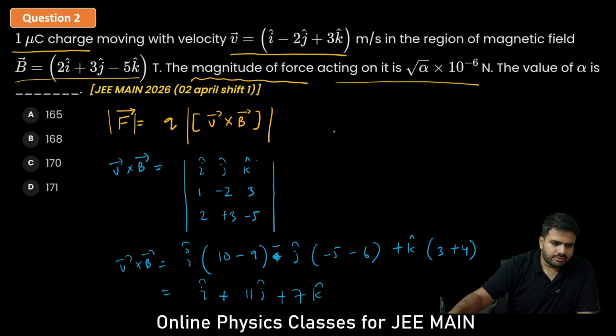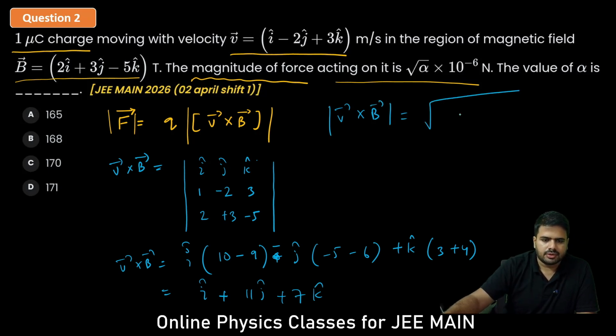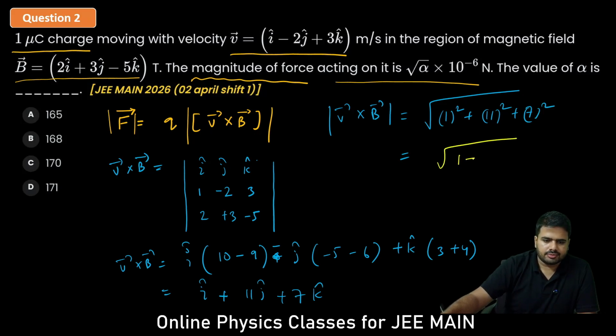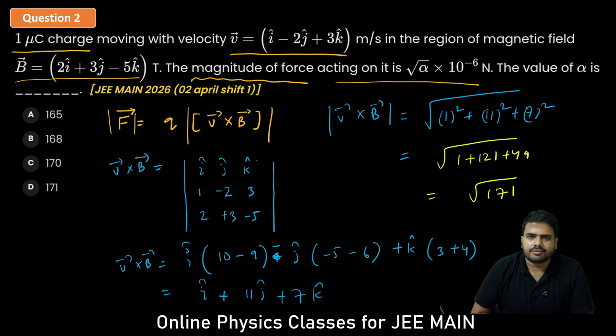So find the magnitude of V cross B. It would be how much? Root over of 1 square plus 11 square plus 7 square. On solving this, how much do we get? Root over of 1 plus 121 plus 49, so root over of 171 we are getting. Root 171.